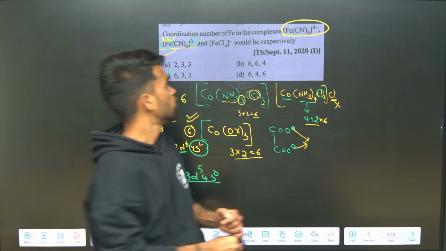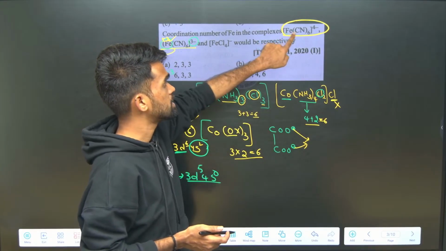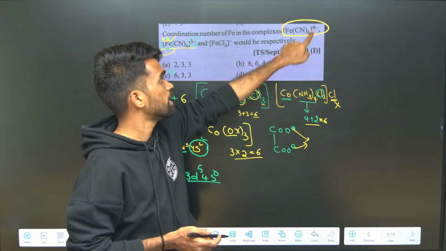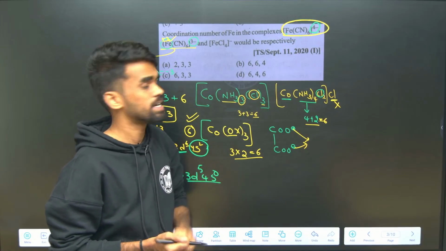So tell me, what is the oxidation state of iron in this case? Iron is X, and 6 cyanides, 6 into minus 1, equals the total charge present on it, minus 4. So you will get the iron oxidation state as plus 2.